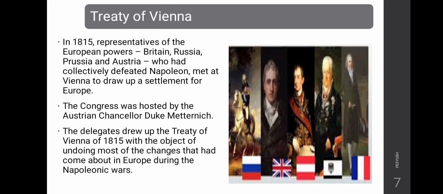After the defeat of Napoleon, the geography of Europe had to be decided. And for all the decisions, the Vienna Settlement was arranged, or the Vienna Treaty was made. As we discussed earlier, in 1815, representatives of the European powers, Britain, Russia, Prussia, and Austria, who had collectively defeated Napoleon, met at Vienna, the capital of Austria, to draw up a settlement for Europe, to settle everything in Europe. The Vienna Congress, or the Treaty of Vienna, was hosted by the Austrian Chancellor Duke Metternich.